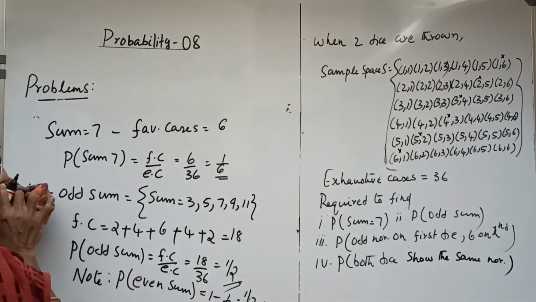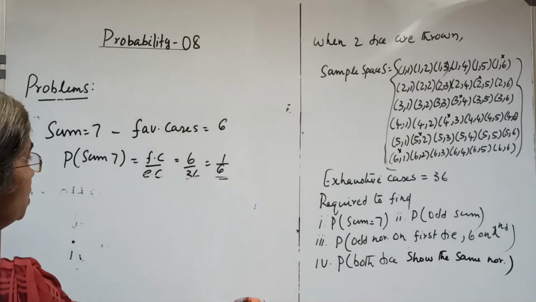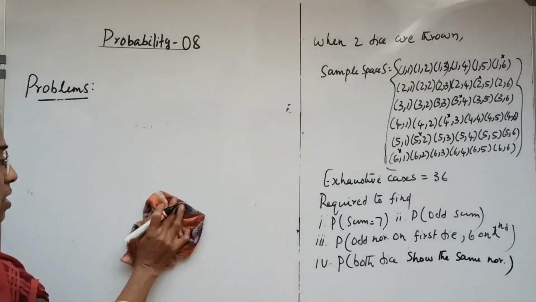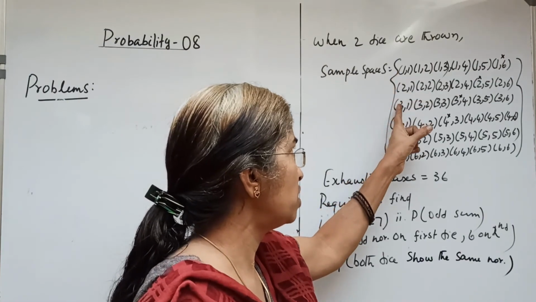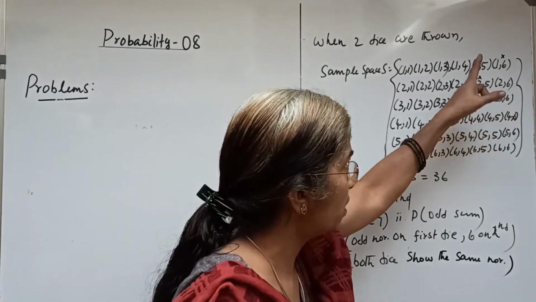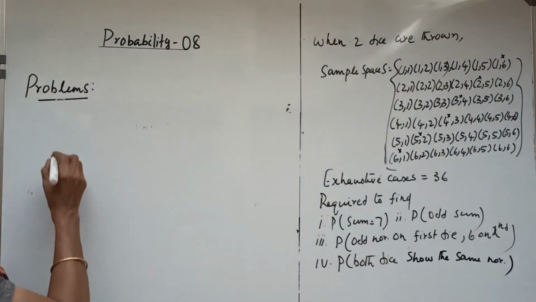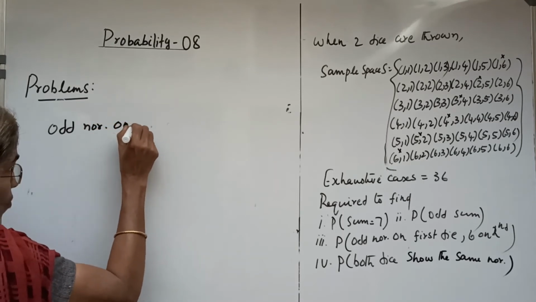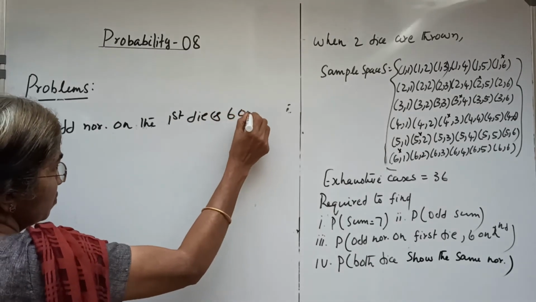What is the probability that there is an odd number on the first die and 6 on the second? Odd number on the first die means the first die shows the numbers 1, 3, 5. And 6 on the second means only 1, 6, 3, 6 and 5, 6 are to be considered as the outcomes.